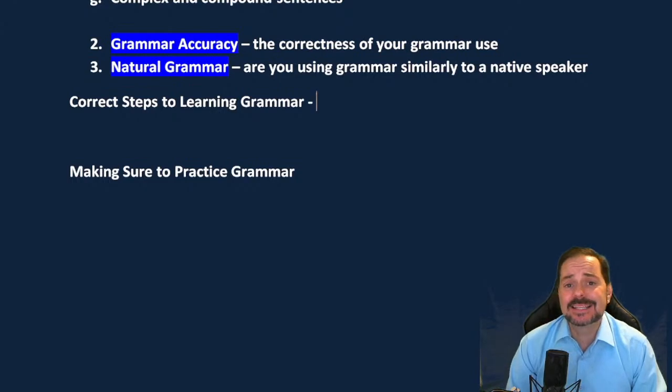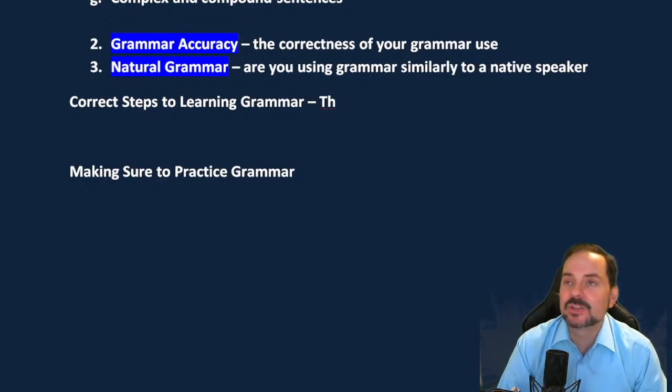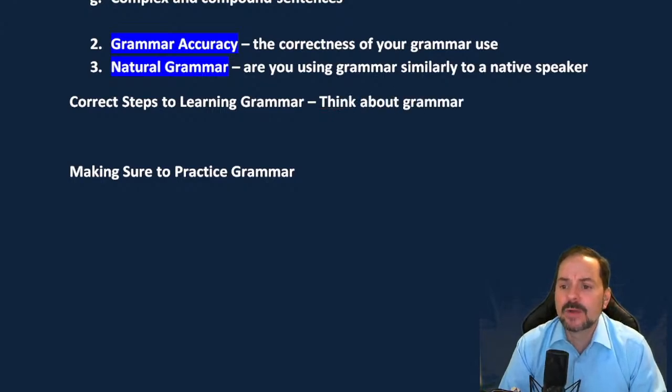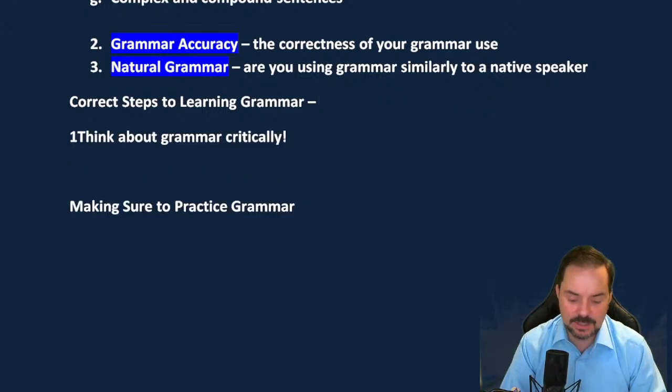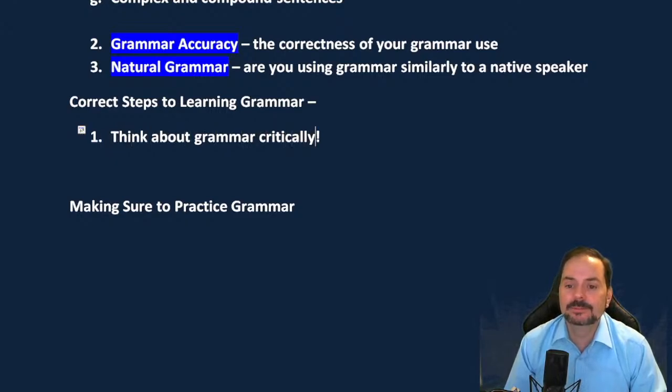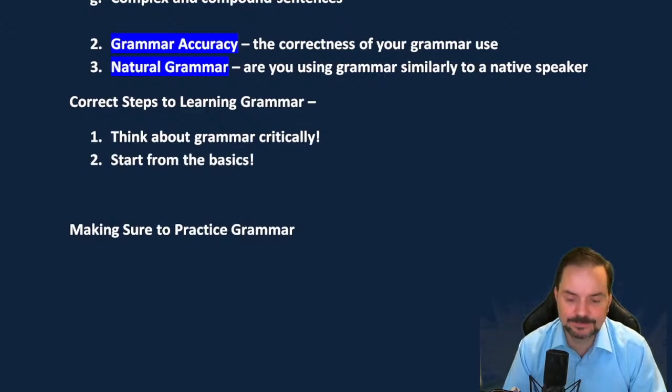Now, the correct steps for learning grammar is to think about grammar critically, okay? So I'm always emphasizing the importance of critical thinking. And yes, Aman Valley, conditional sentences and punctuation is also important in your grammar learning and in your grammar journey. So these are my two big tips for you, okay, when you're learning grammar for the IELTS. Think about grammar critically. That's number one, okay? And number two is start from the basics, okay?